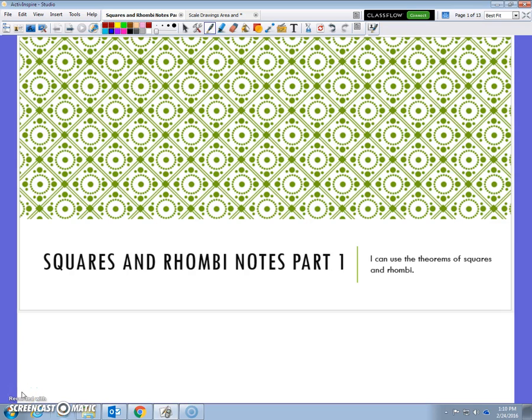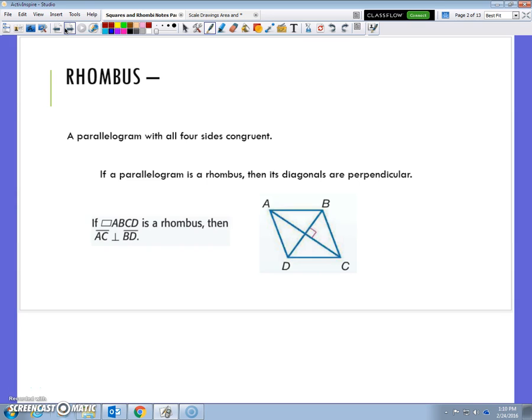Today we're going to talk about squares and rhombi and some of their special characteristics. I'm sure you've been introduced to them before in the past, but we're going to actually formalize some of these things as theorems. Let's start with the rhombus.